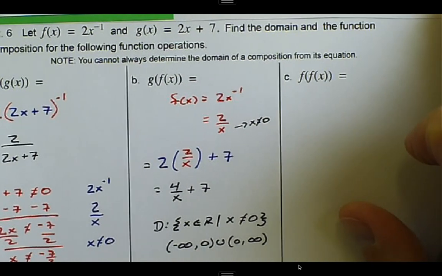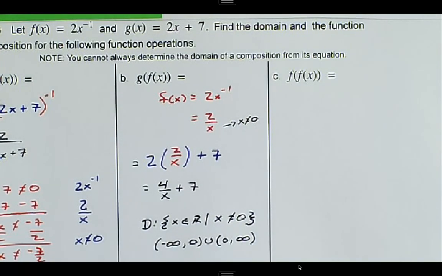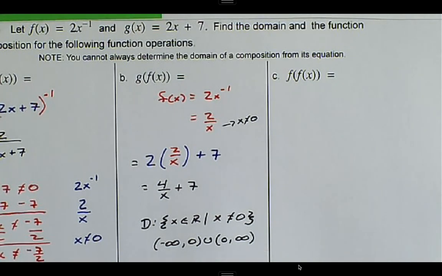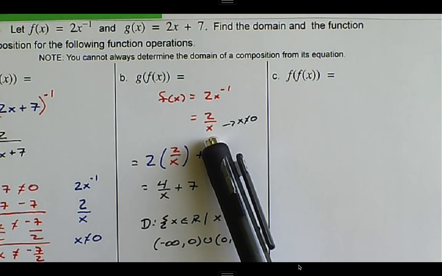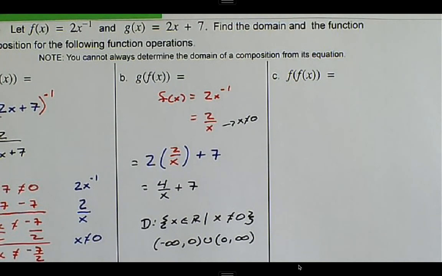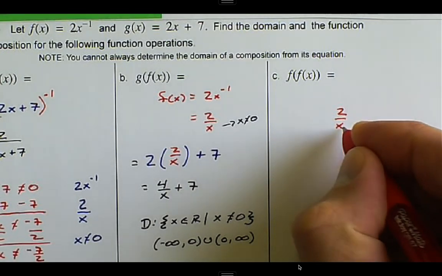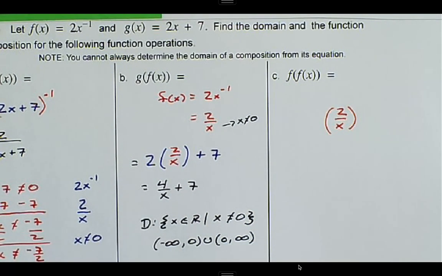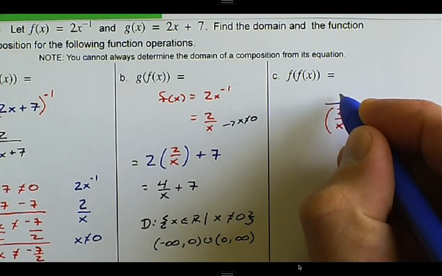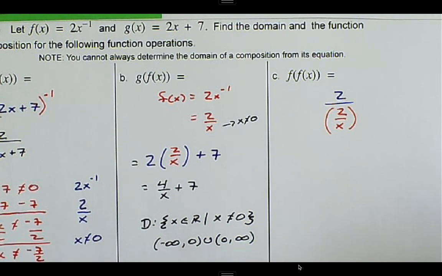And then we have one more example here, c. And we have the function f substituted into f. And we're going to use the example that we had over here where we rewrote 2 over x. So we have the original function, which is 2 over x. And then we're going to take that and we're going to substitute it into the function where we have x in the denominator, and then we have 2 in the numerator. So we substituted that in twice.